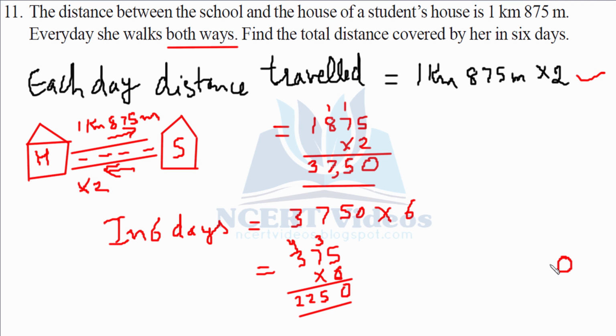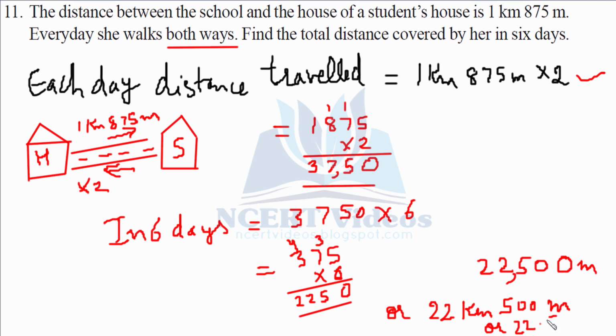So it turns out to be 22250. Also we have 0 earlier. So it is nothing but 22,500 meters. Or you can also say 22 kilometer 500 meters. That is 22 kilometer and 500 meter. Or to further concatenate it, 22.5 kilometers. 22.5 kilometers. Total distance traveled in 6 days. So that is your answer.